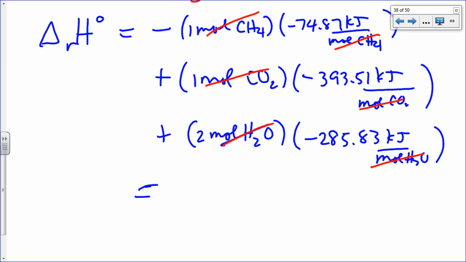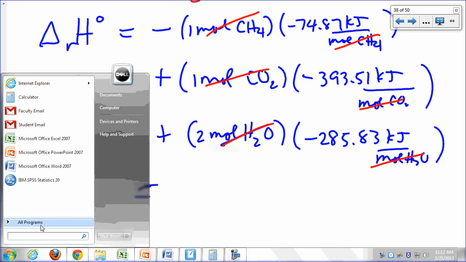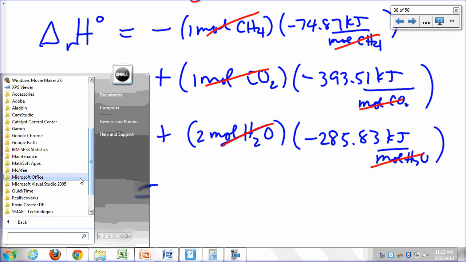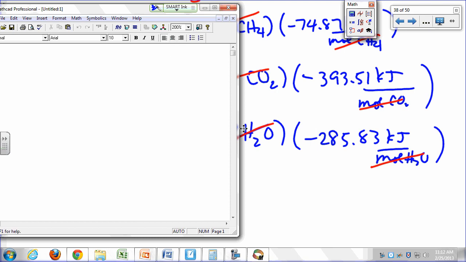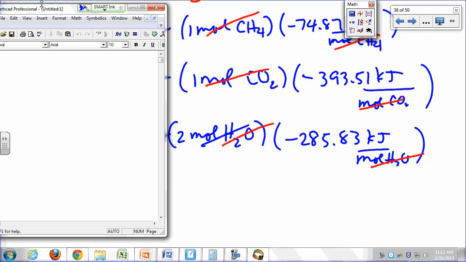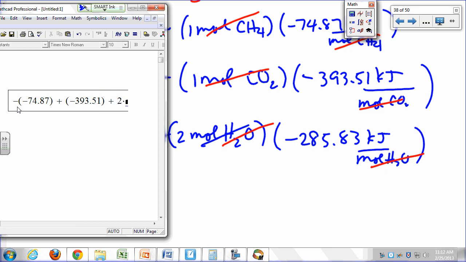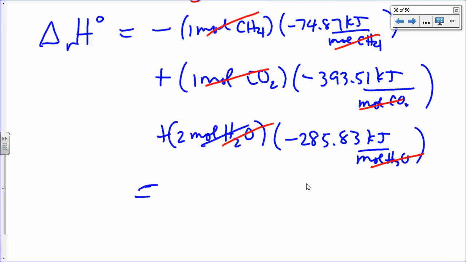So how much is that? Let's calculate. Let's bring up MathCAD. Okay, so we have negative of negative 74.87 plus negative 393.51 plus 2 times negative 285.83. That gives us negative 890.3 kilojoules. Okay, so negative 890.3 kilojoules.